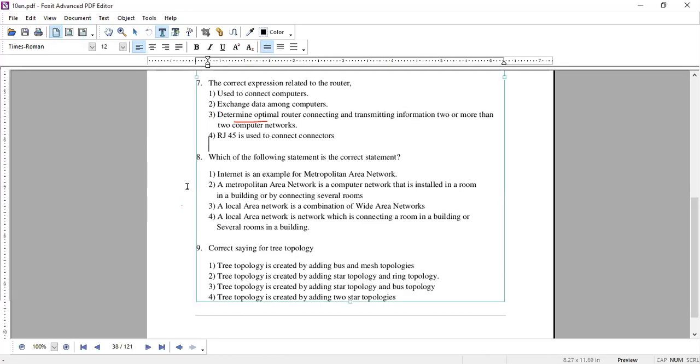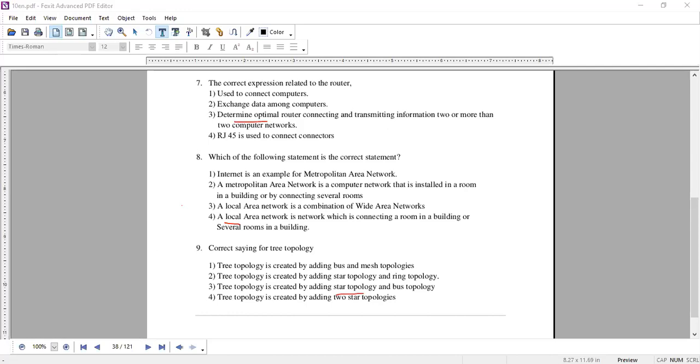Then eighth one. Which of the following statements is the correct statement? Asking the correct statement. Yeah, all of you have put the correct answer. That's the fourth one. Nine, correct saying for the tree topology. I think you all have put the correct answer. Third one, tree topology created with star topology and bus topology. That's correct.